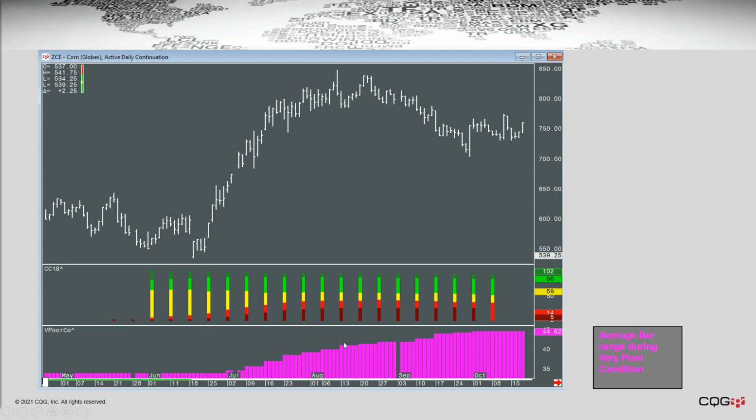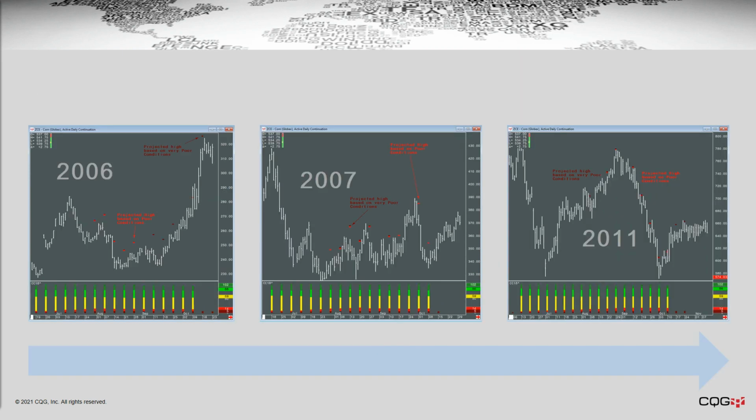The pink histogram below the chart shows the average range of the bars when the poor and very poor conditions occur. This is expressed in number of ticks, which is the smallest price increment for this contract. With this information, we can plot the projected highs and see a quick representation of the evolution over a few years, since we're actually working with limited seasonal data. Our projected high for the very poor and poor condition situations are represented in dark red, like here, and red, like here on our chart.